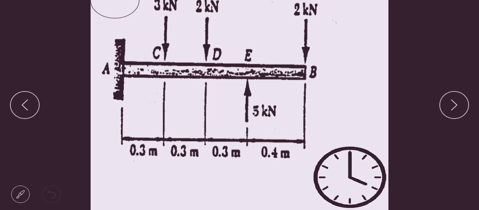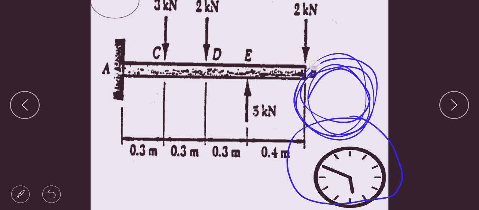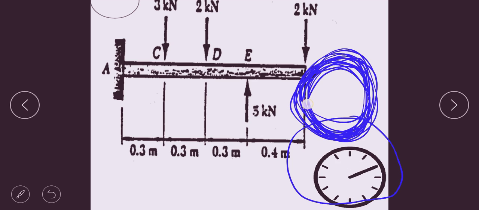So moment can be clockwise or anti-clockwise. Here you can see a clock. That means the clock is rotating in this direction. So if the moment is applied in this direction, then it will be clockwise. Otherwise, in the reverse direction it will be anti-clockwise.